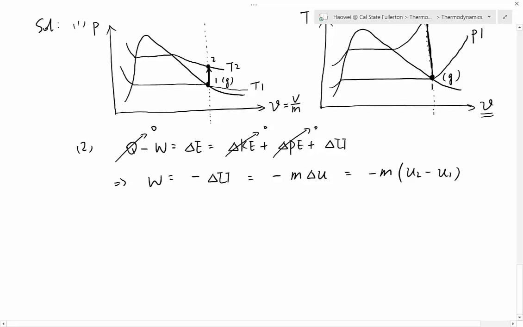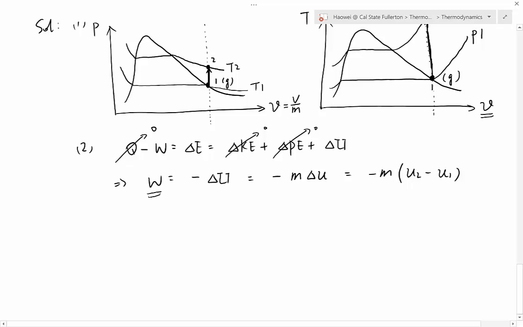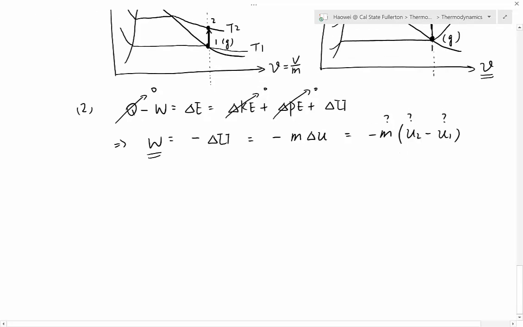Alright, so take a look. If we ever want to find work, what do we need to do? We just need to find 3 things: the mass of the gas, u2, and u1. We just need to find 3 unknowns on the right hand side, and then we can look for work. Okay, let's start from mass.